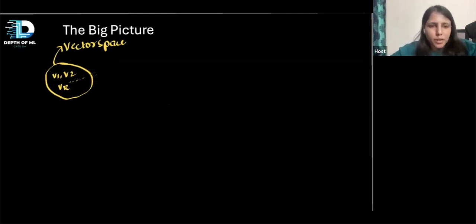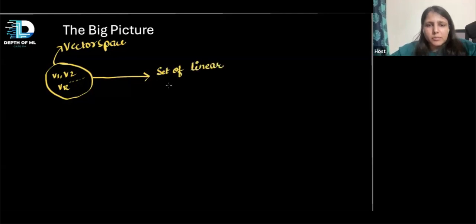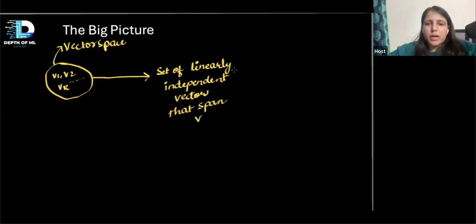Now, if I take a set of linearly independent vectors that span V, any set of linearly independent vectors that is spanning V, what is that called?